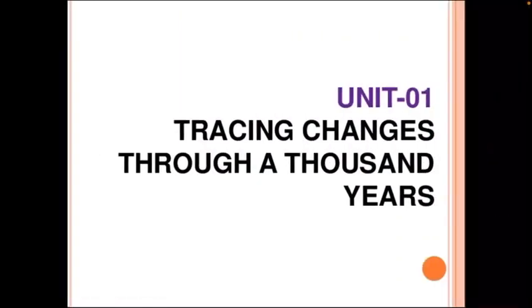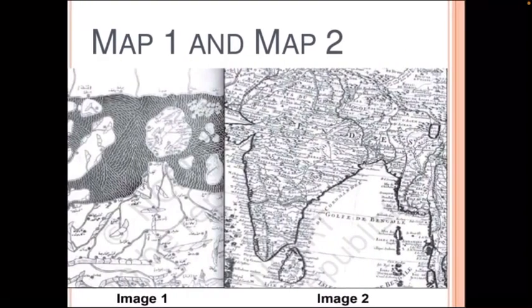The first chapter of history is tracing changes through 1,000 years. Here in this chapter we will be studying about the 1,000 years journey which we have studied in class 6th, the few years which were called as the ancient India, and what were the changes through that period in short. Here we can see two maps, map 1 and map 2.